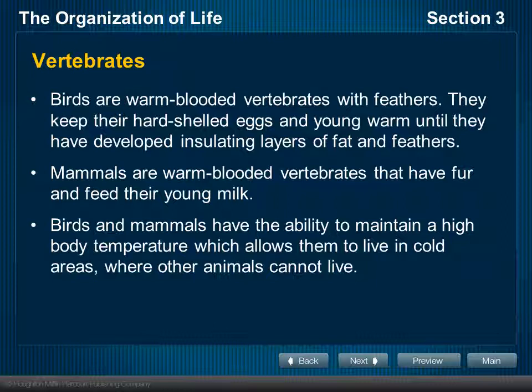Reptiles, amphibians, those types of animals, it doesn't mean that they're cold-blooded. It means that if it's 30 degrees out, they're going to be 30 degrees. If it's 80 degrees out, they're going to be 80 degrees. So that's the difference, and you want to understand that difference.